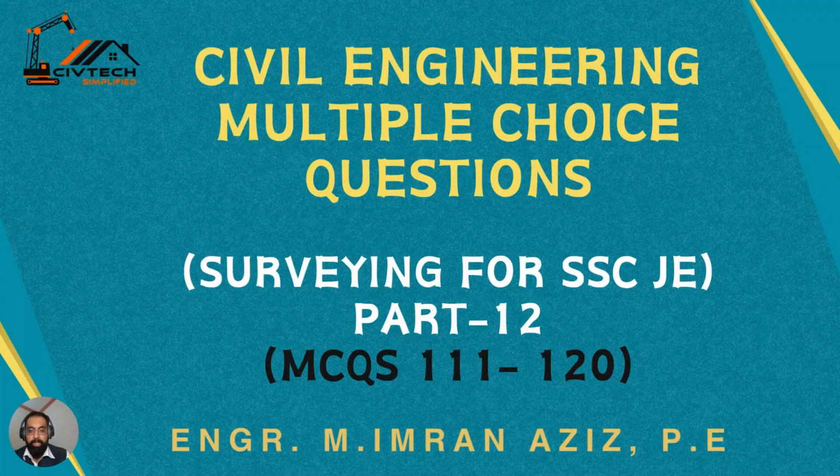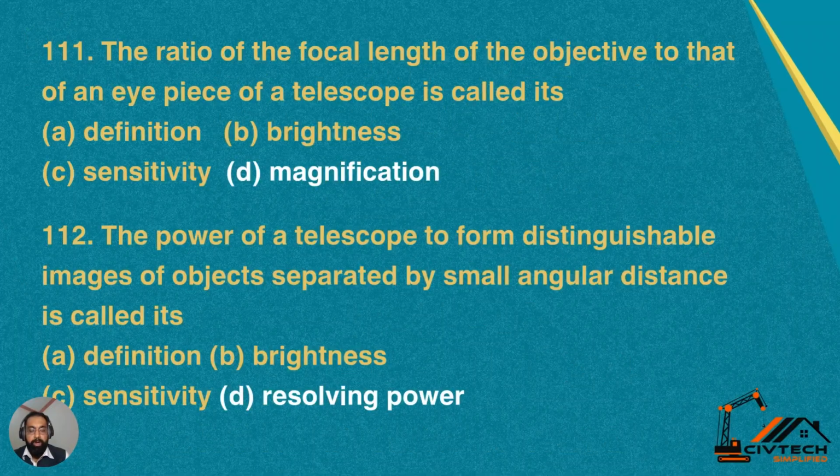सर्वेइंग एंड लेवलिंग SSC JE में पार्ट 12 के अंदर आज हम डिस्कस करेंगे क्वेश्चन नंबर 111 से 120 तक। Question number 111 says that the ratio of focal length of the objective to that of an eyepiece of a telescope is called its: option A definition, option B brightness, option C sensitivity, and option D magnification. So the ratio of focal length of objective to the eyepiece is called magnification. D is the correct answer for this question.